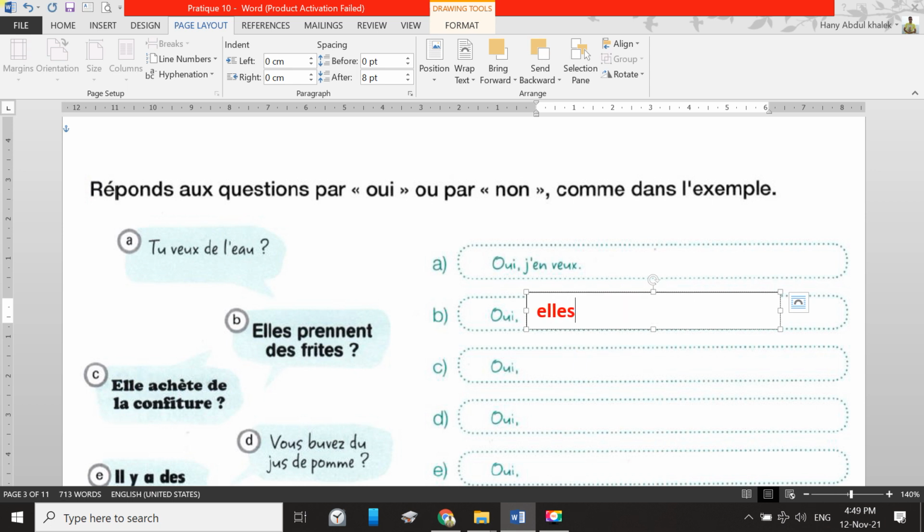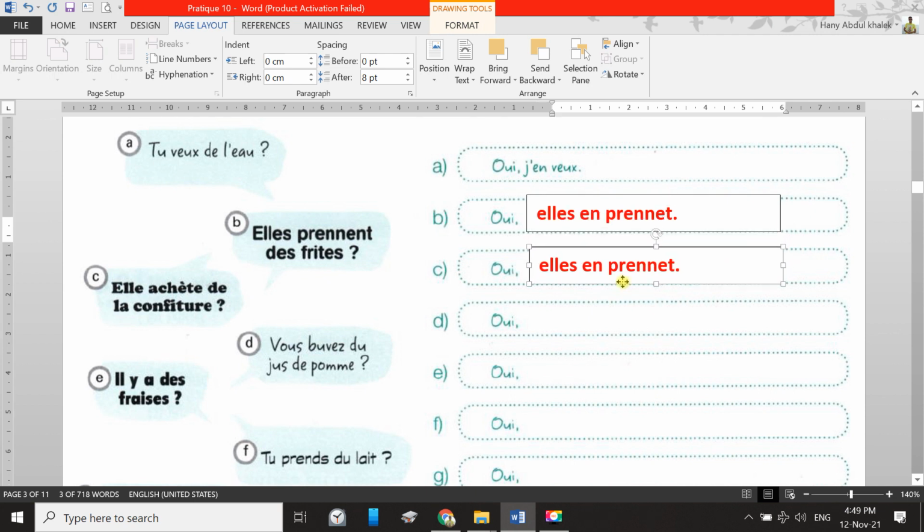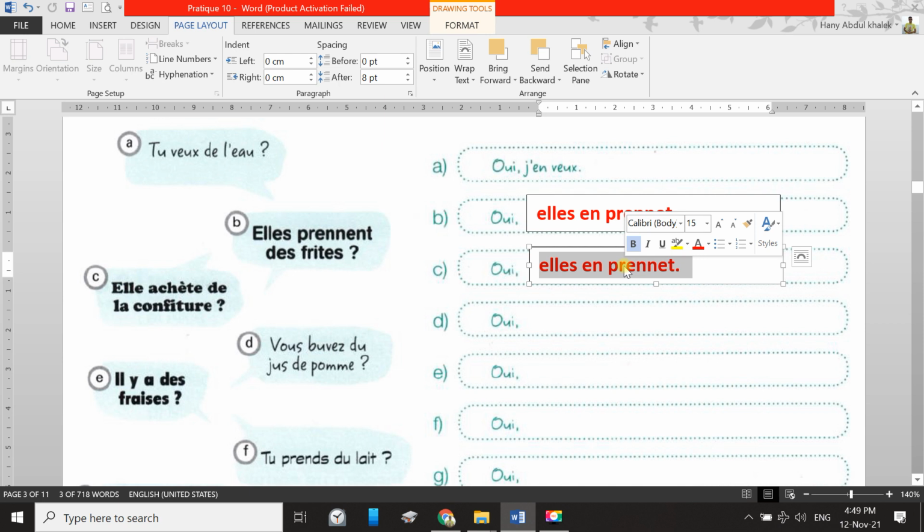Oui, elles ont. I'm not sure here it's not capital. Okay, elles en prennent. Elles en prennent, and we cancel the frites. Okay. Letter C, elle achète de la confiture. Elle achète de la confiture. Elle en achète. Okay, she buys some of it.